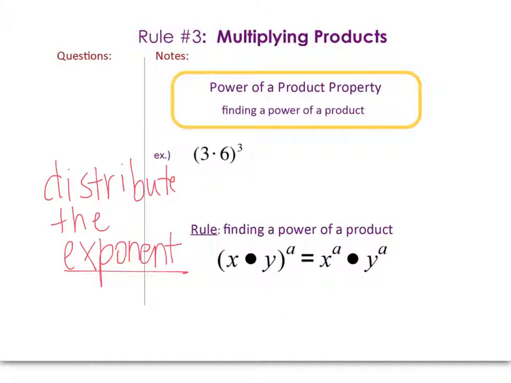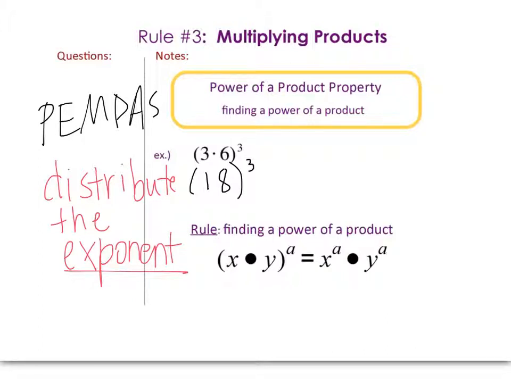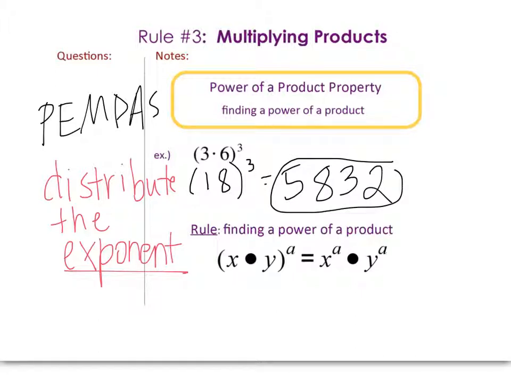So for this example, if I have numbers, PEMDAS says parentheses first, so I get 18 to the 3rd. Well, 18 times 18 times 18 gives me 5,832.